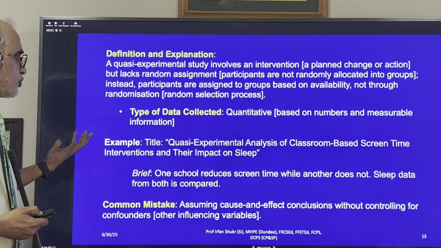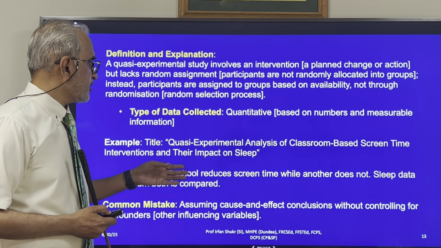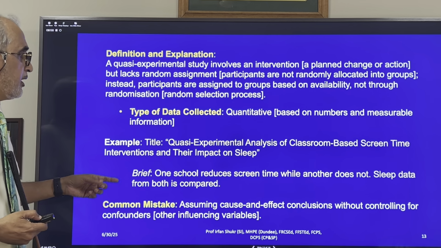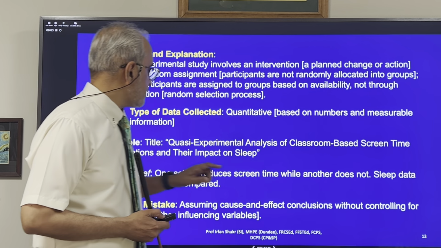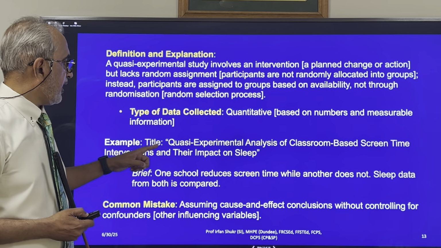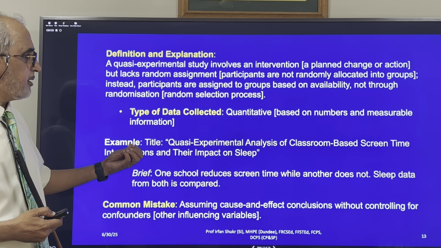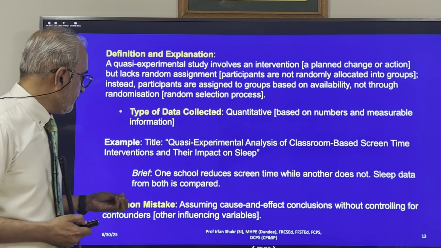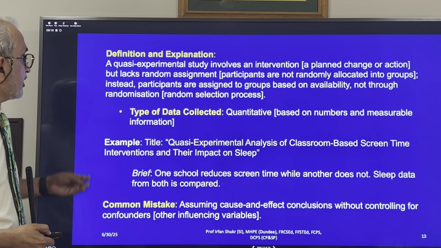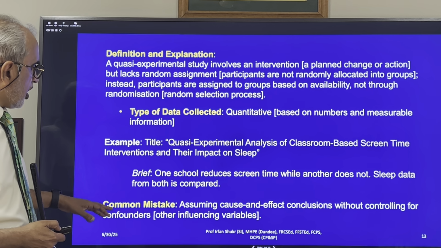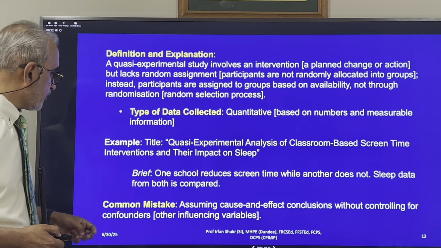Again, if you want to do a quasi-experimental study based on screen time and its impact on sleep, it could be a quasi-experimental analysis of a classroom-based screen time intervention and its impact on sleep. One school reduces screen time while another does not. Sleep data from both is compared, and once it is compared, it is a quasi-experimental study. A common mistake is assuming cause and effect conclusions without controlling for confounders.